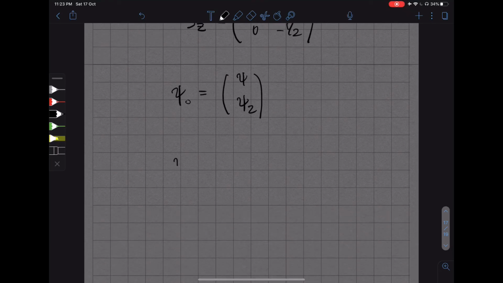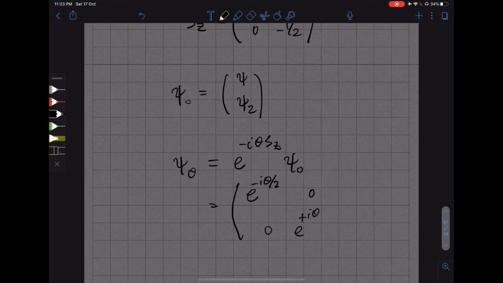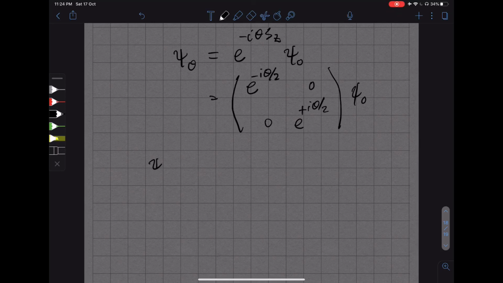Now, if I rotate this by some angle theta, then I'm going to have e to the power minus i theta times S z acting on psi 0. What is this thing? This is nothing but e to the power minus i theta by 2, 0, 0, e to the power plus i theta by 2 acting on psi 0. So psi of theta is then going to be given by e to the power minus i theta by 2 psi 1, e to the power plus i theta by 2 psi 2.